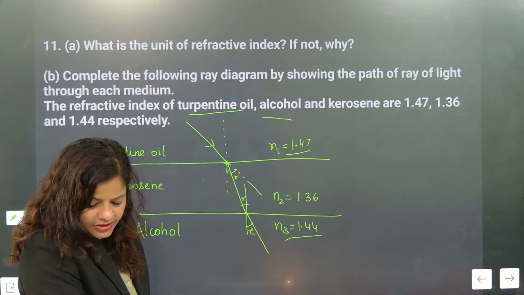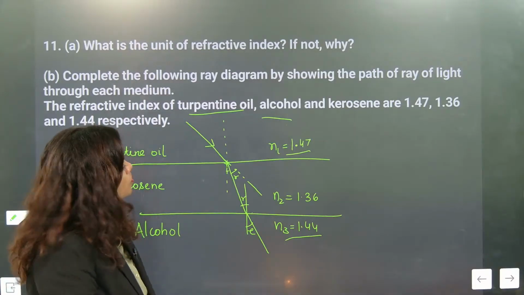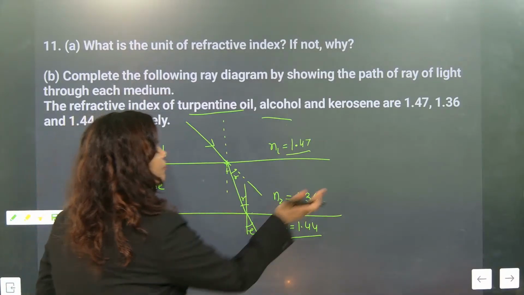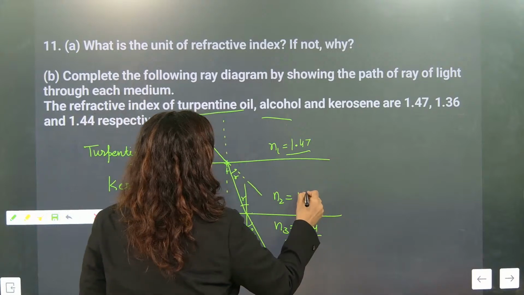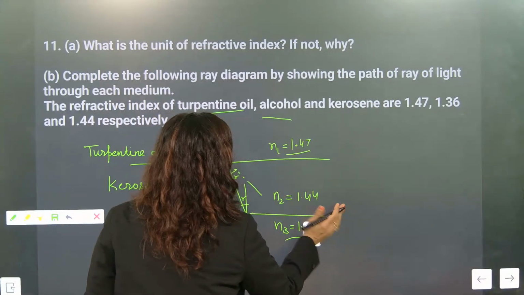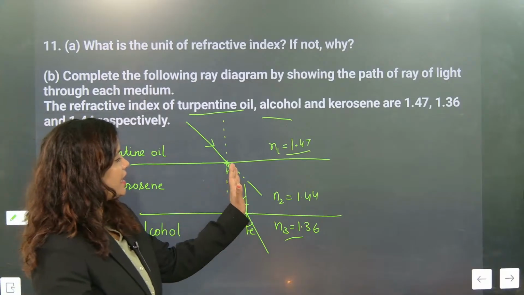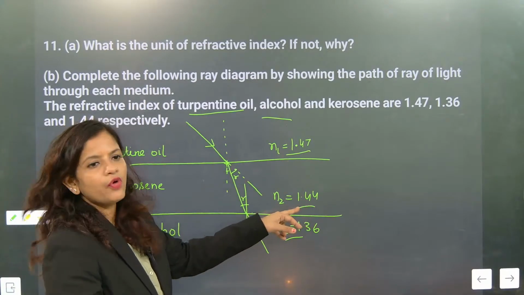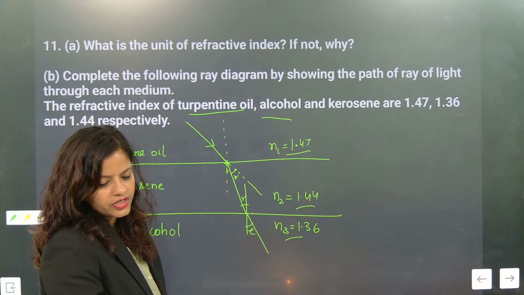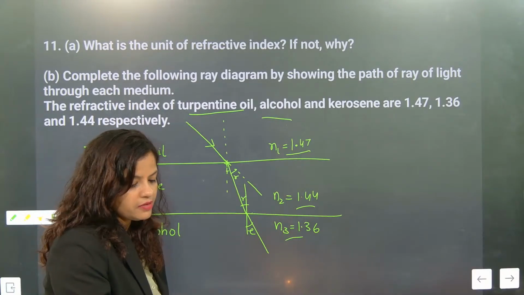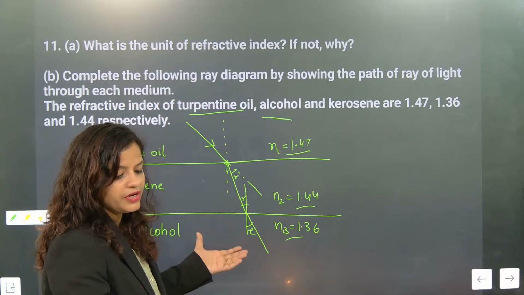So note down please, draw this one out, because the refractive index is again slightly changing. So 1.47, wait, here I wrote one thing, 1.44 and 1.36. So it will be slightly bending, and then it will be 1.47, 1.44 and then 1.36. Okay. So this is for denser to rarer medium only.